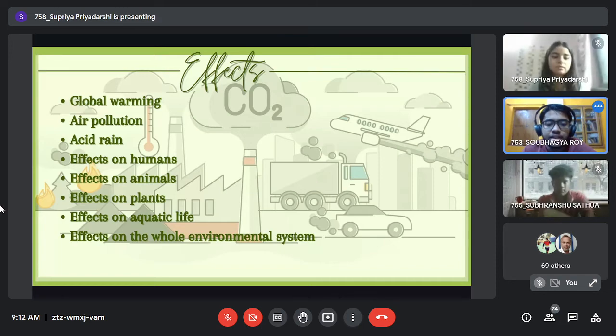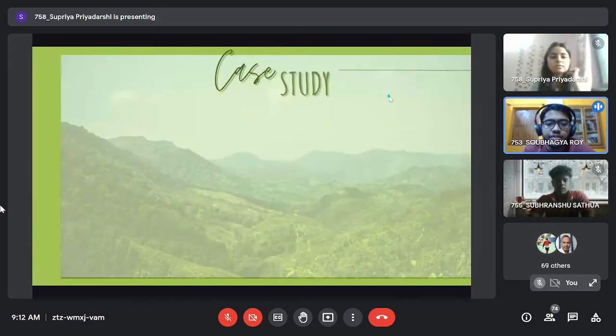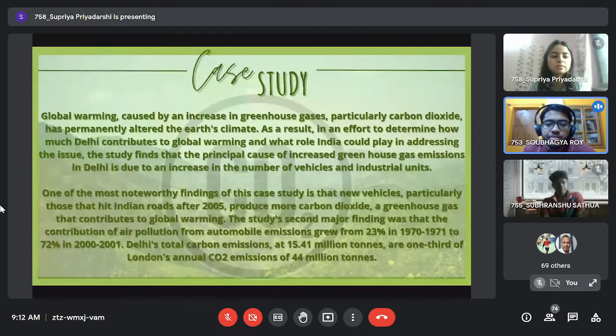As a result, from some of the case studies, we can find that the primary causes of greenhouse gas emissions in Delhi are the increasing number of vehicles and industrial units. In an effort to assess how much Delhi contributes to global warming and what role India should play in fixing the issue, one of the most interesting findings of this case is that vehicles, especially those that first touched Indian roads after 2005, emit more carbon dioxide, a greenhouse gas that contributes to global warming.